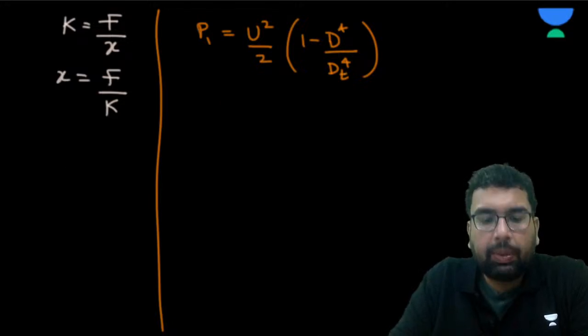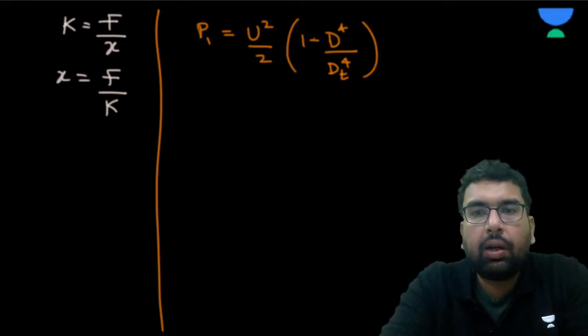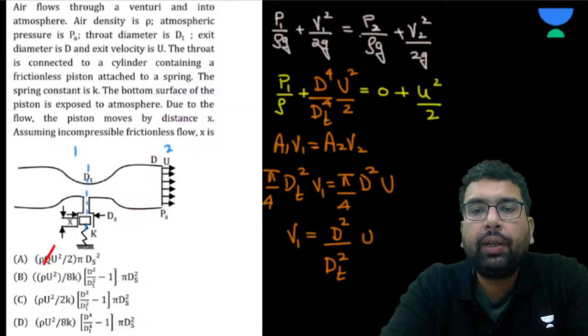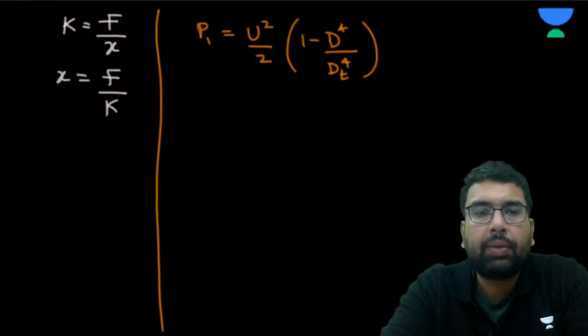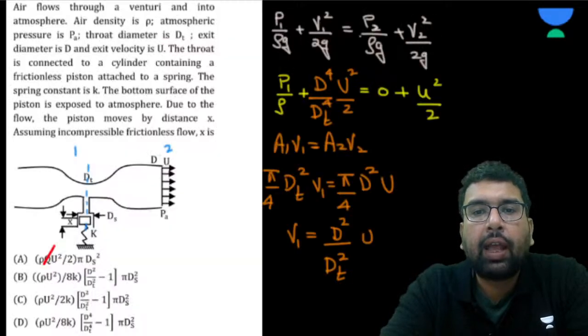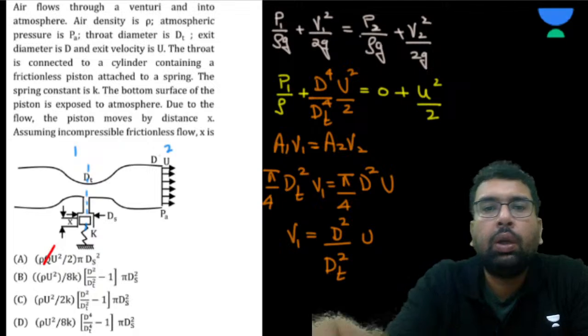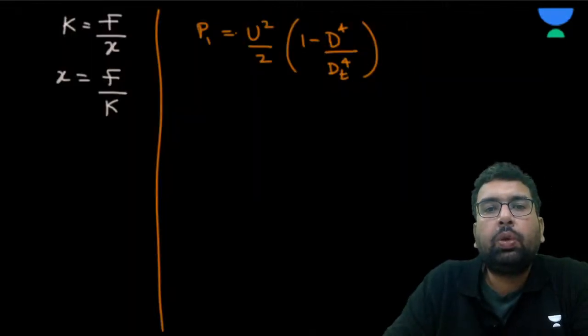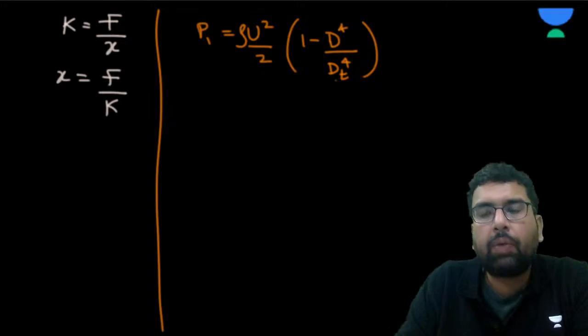1 minus d to the power 4 upon dt to the power 4. Is it? Yes or no? Can we write like that? Yes, sir. Absolutely, we can write like that. So now see, this is your pressure, and there is one rho also. So it will become rho u square by 2 times 1 minus d to the power 4 upon dt to the power 4. Now what will be the force then?